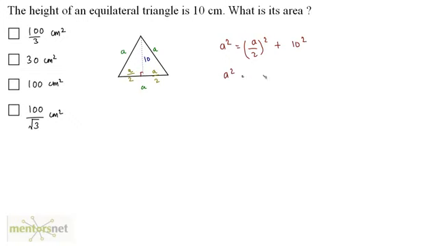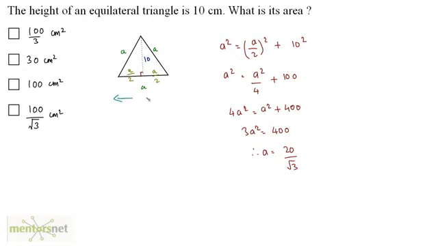So A square is equal to A square by 4 plus 100. So 4A square is equal to A square plus 400. Now A square minus A square is actually 3A square, which is equal to 400. So therefore A is equal to root of 400 by 3, that's 20 by root 3. So we have the value of A. We can calculate the area now.